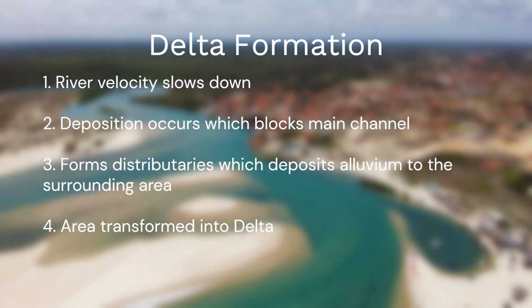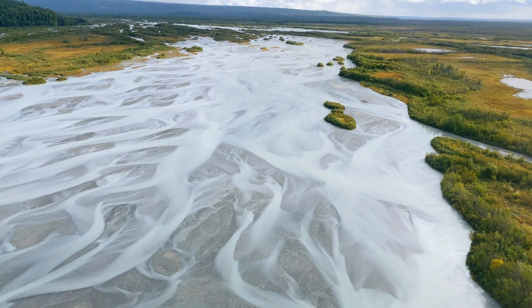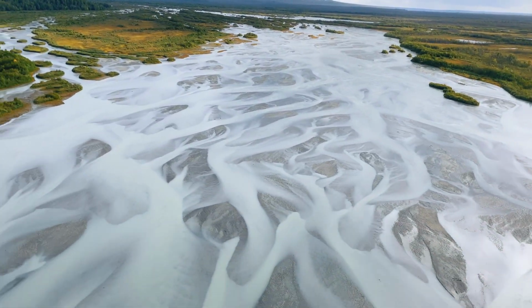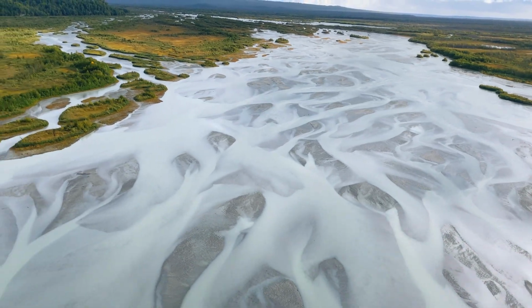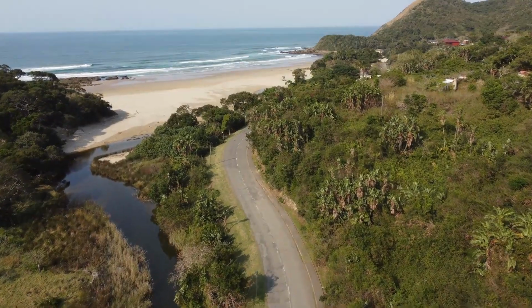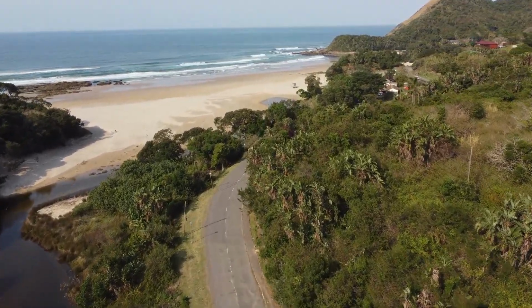The formation process involves slowing river velocity, sediment deposition, and the creation of distributaries that spread sediment across a wide area. Next, we'll dive into the study of coastland processes, where the land meets the sea. We'll explore the forces shaping coastlines, from wave action to coastal landforms.